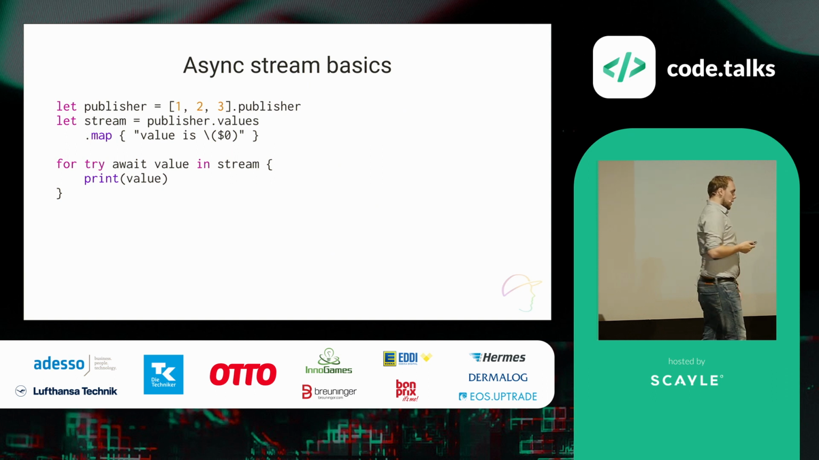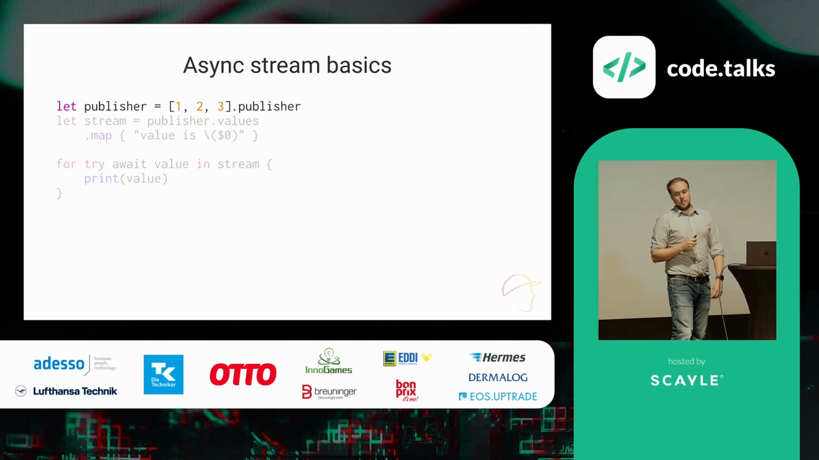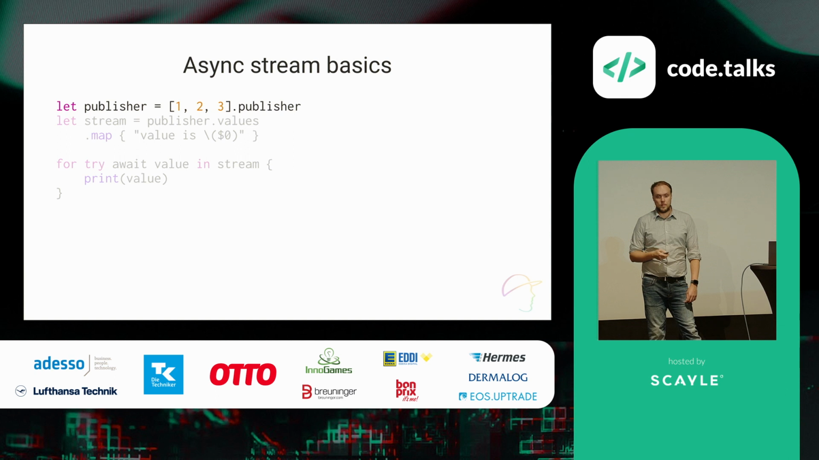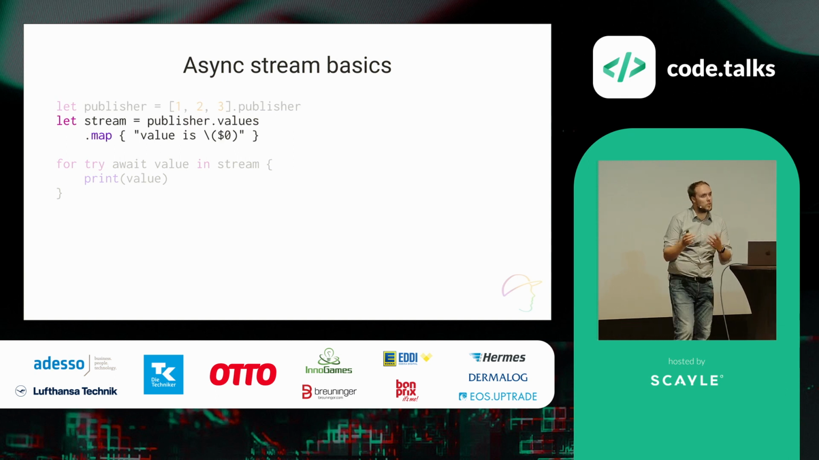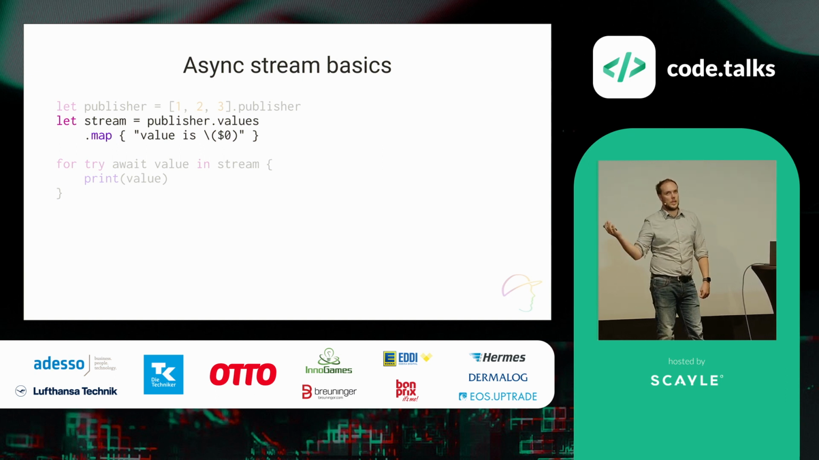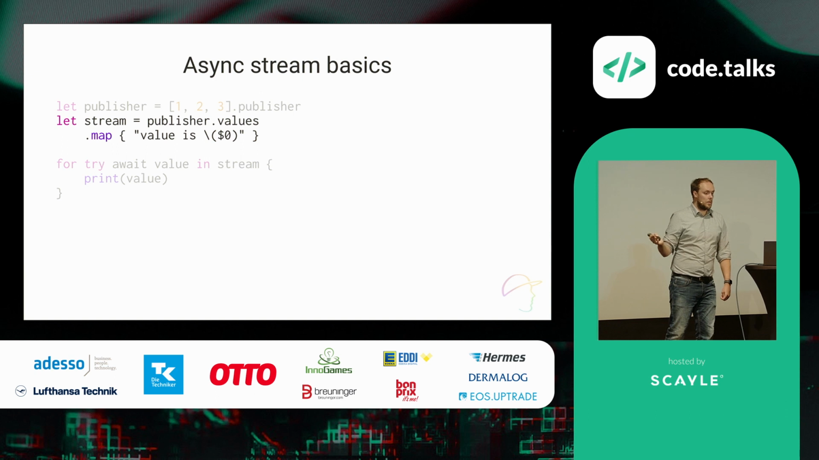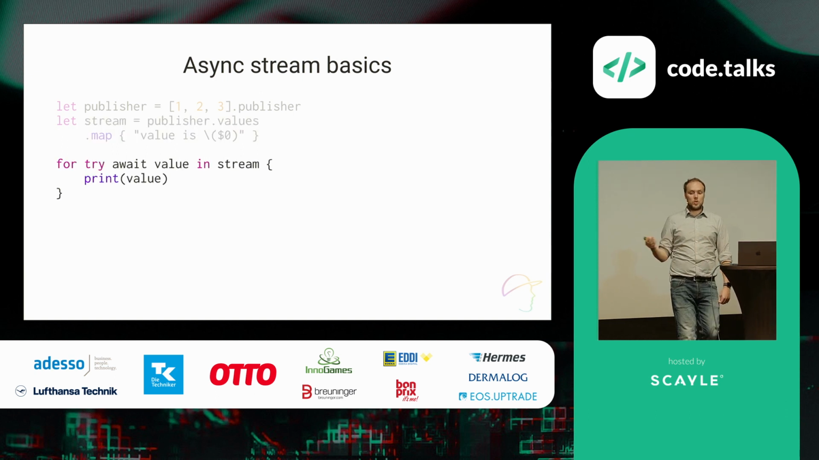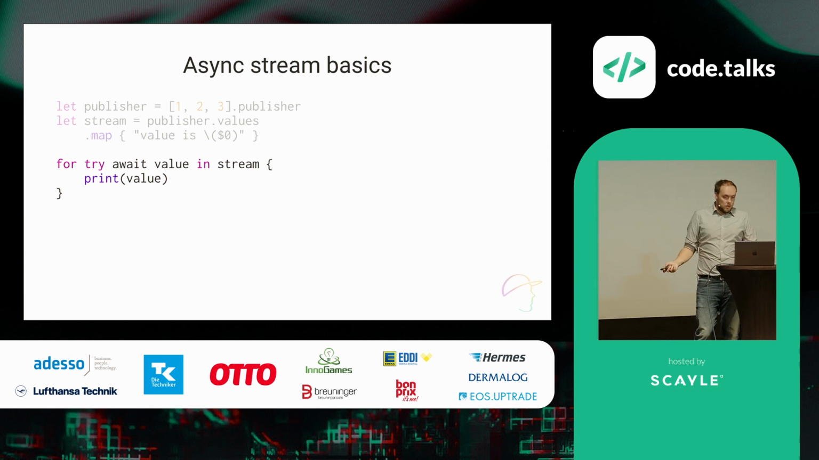So what I'm doing here is I have my publisher, similar to what I had before. I turn it into a stream, and I actually transform the value a little bit too with a map. And that's not Combine's map, that is map on an async sequence. And it works very similar to map on arrays. Then we start iterating over the stream by saying for try await value in stream, and we get values. Now, this looks really good.